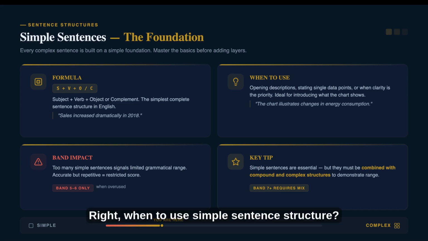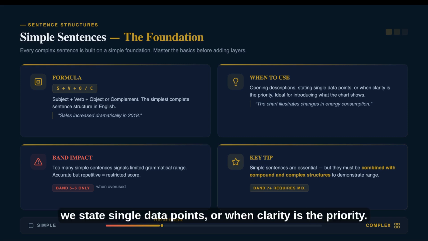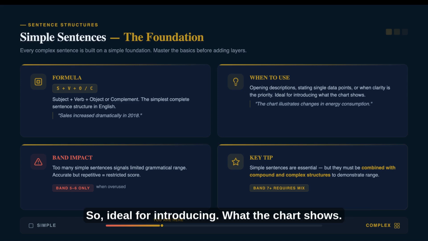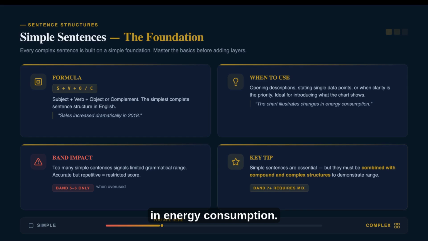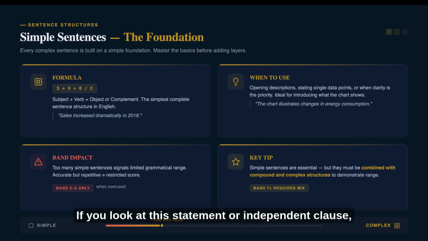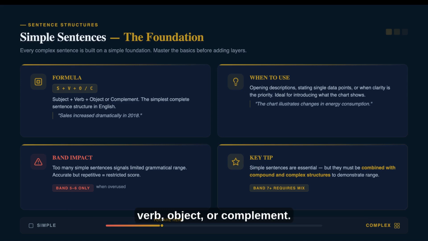Right, when to use simple sentence structure? Of course, we use simple sentence structure when we open the description, when we state single data points, or when clarity is the priority. So ideal for introducing what the chart shows. For example, the chart illustrates changes in energy consumption. So if you look at this statement or independent clause, you would see that it perfectly aligned with our subject, verb, object, or complement.